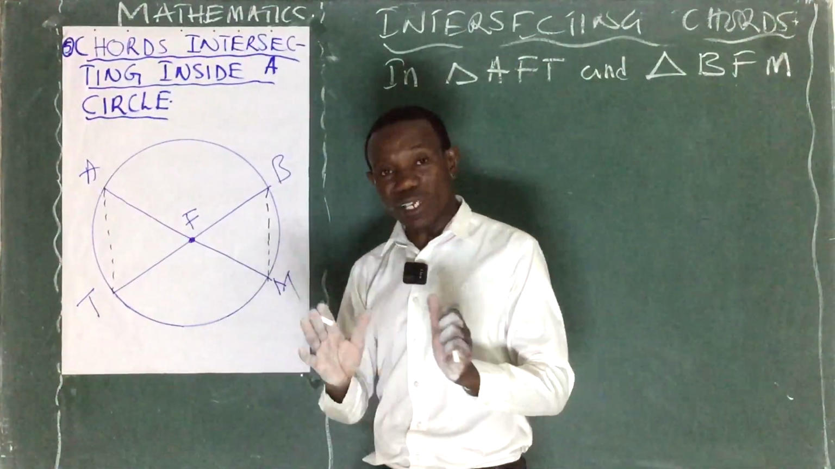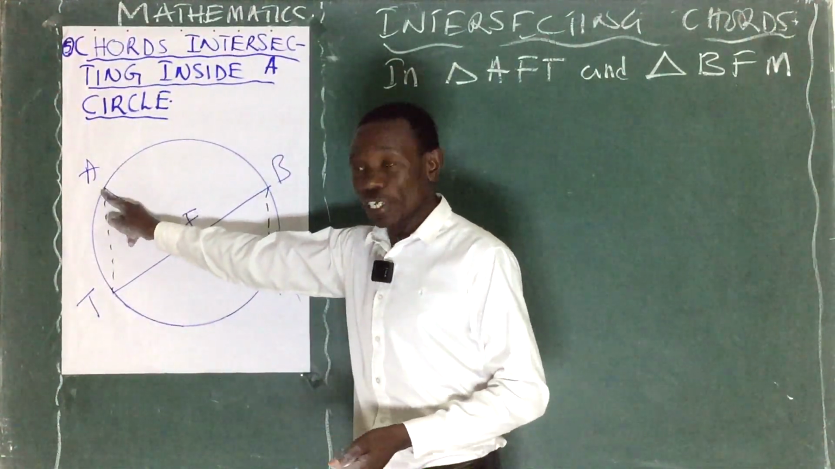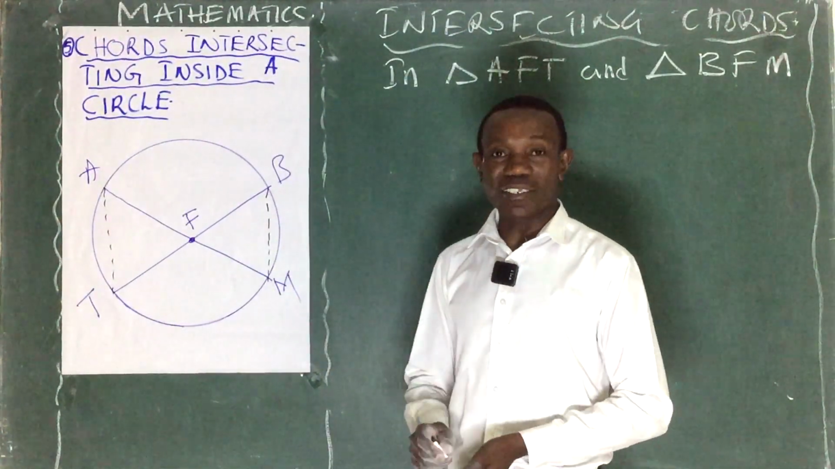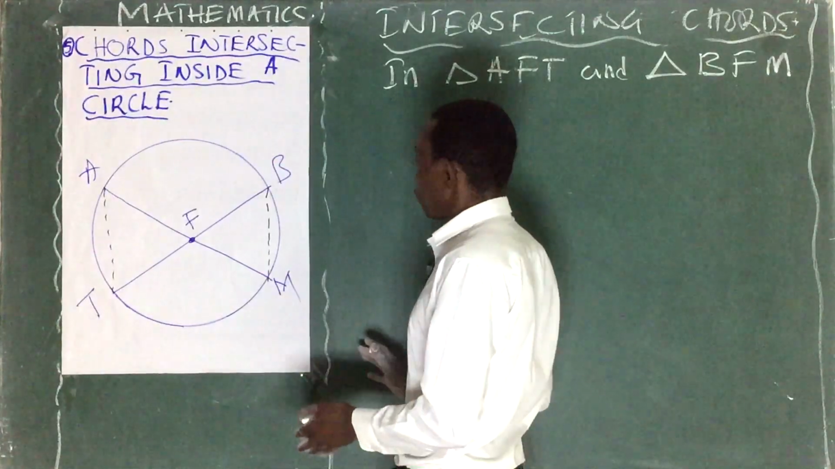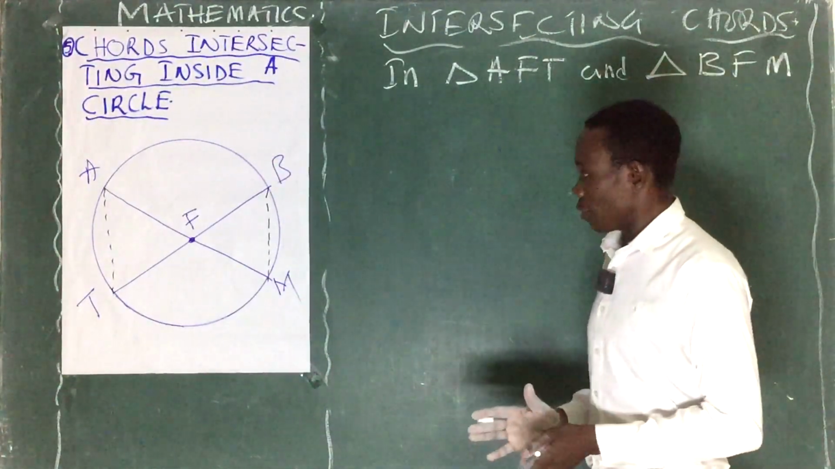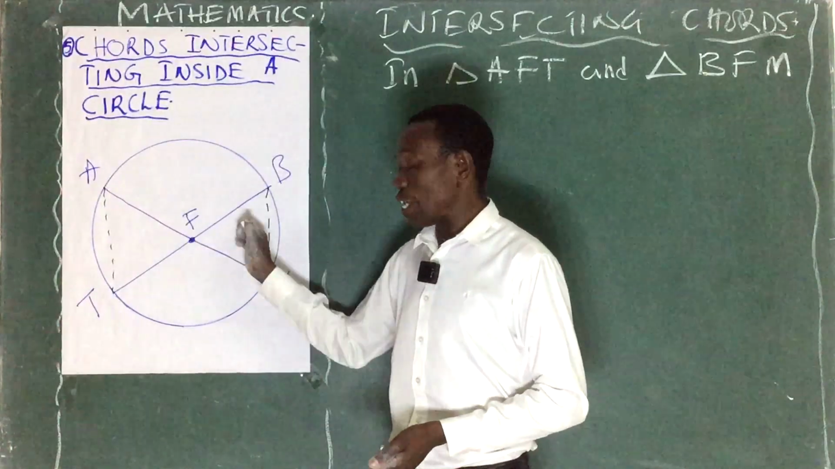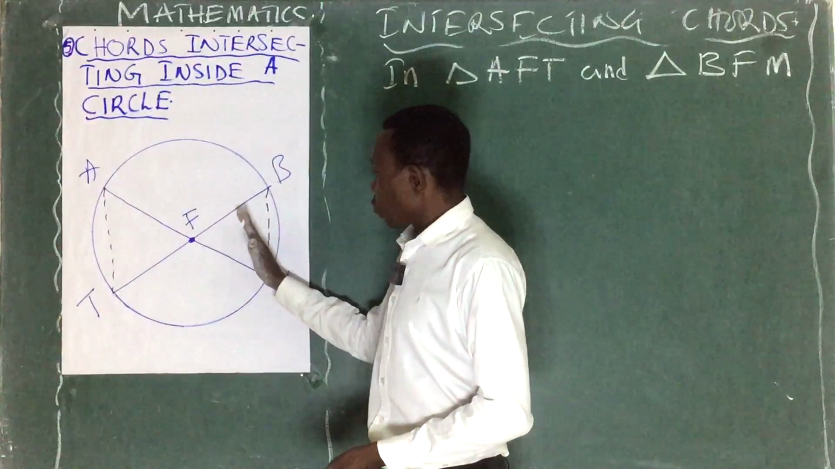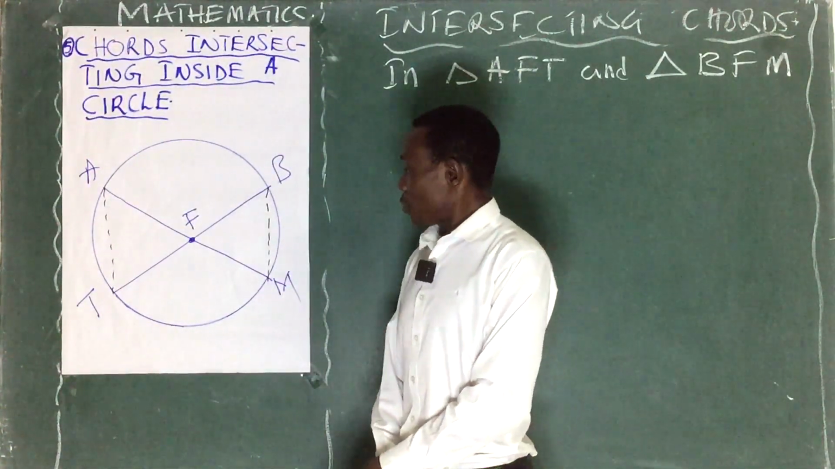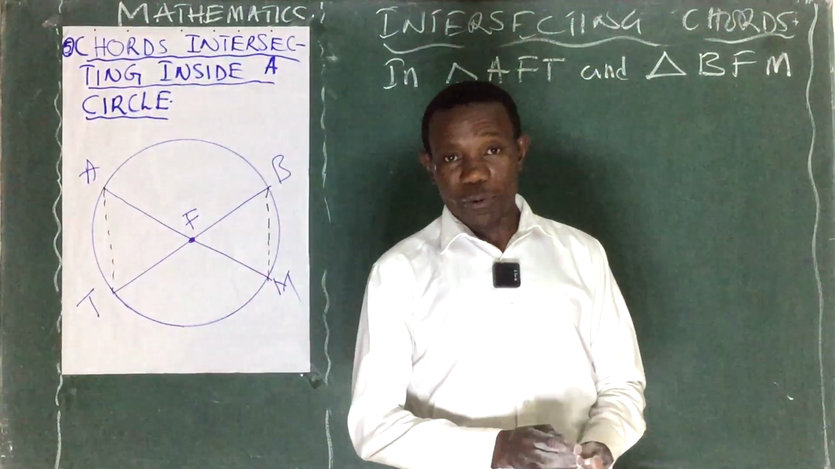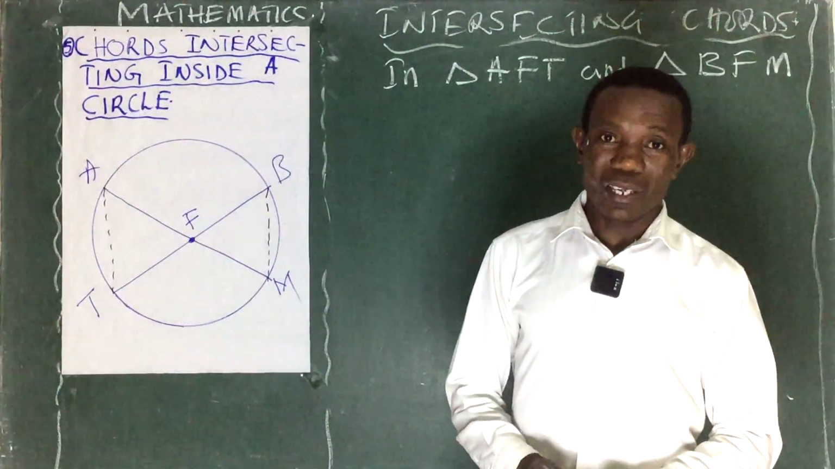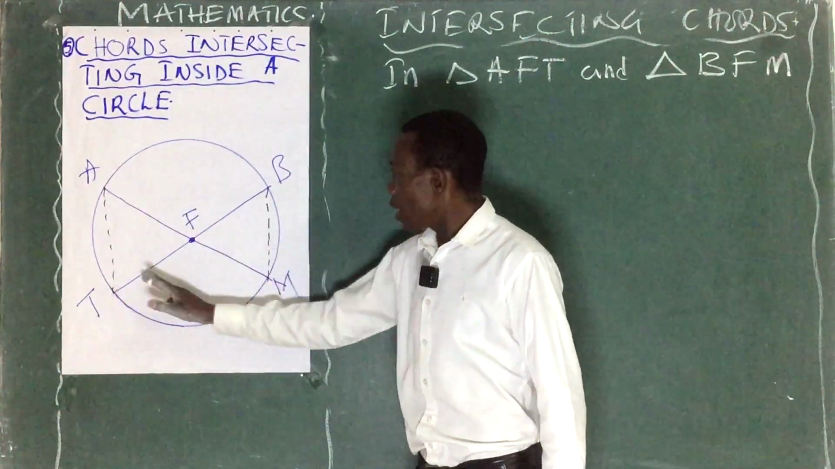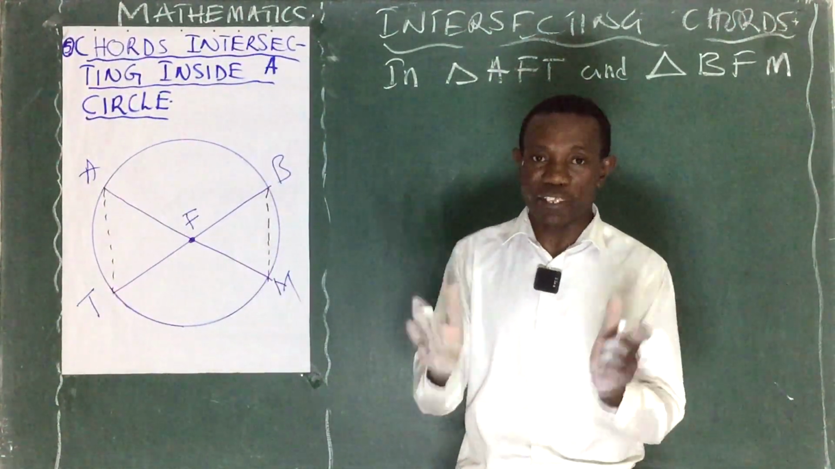But remember, our target are the issues related to AM and TB, the ones which are intersecting inside the circle. But now here, we'd like to retrieve that information by using the two triangles. If you look at the design of the two triangles here, you'd be able to appreciate that somehow those triangles are similar. Right. So I'd like us to show that the two triangles AFT and BFM are firstly similar.